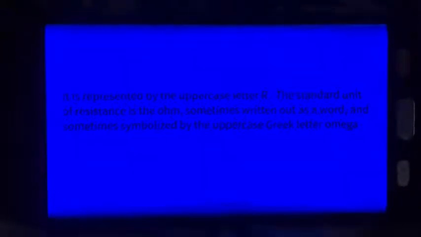Resistivity. All conductive materials such as metal have some inherent ability to oppose the flow of electric current, known as resistivity. It is represented by uppercase letter R. The standard unit of resistance is the ohm, sometimes written out as a word and sometimes symbolized by the uppercase Greek letter omega.